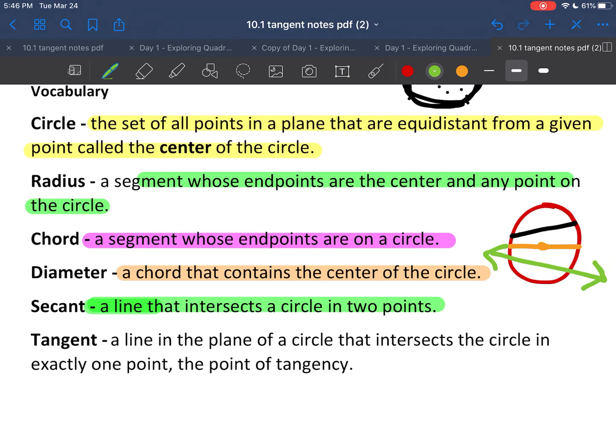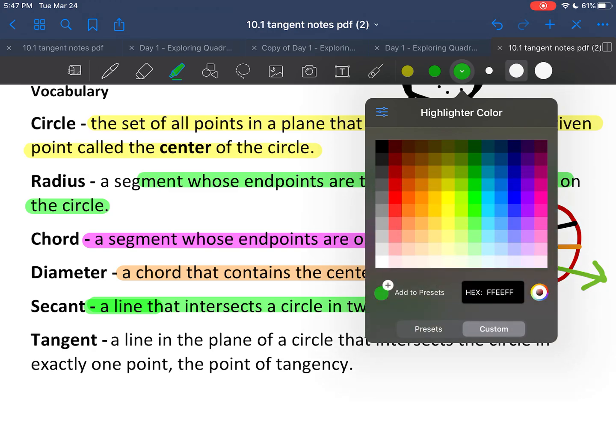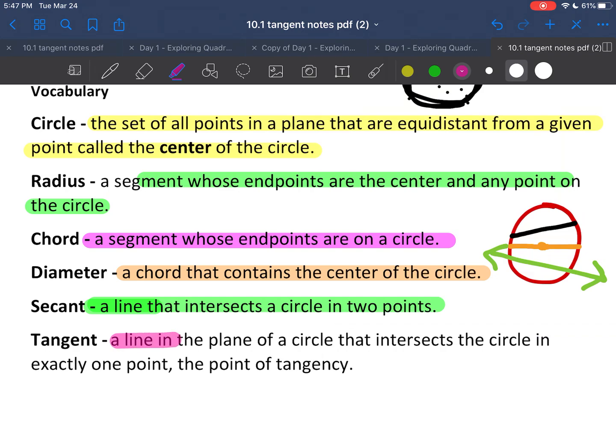Okay, finally, the word tangent. Let's do a custom color. How about this crazy pink color? All right, a tangent is a line in the plane of a circle that intersects the circle at exactly 1 point, and that 1 point is called the point of tangency.